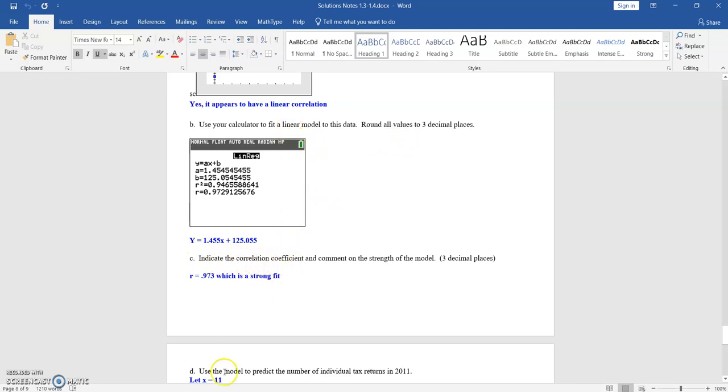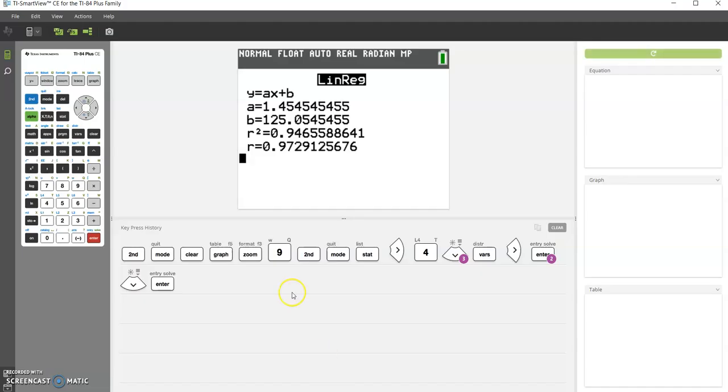Part C wants your correlation coefficient. So if I go back to my calculator, my correlation coefficient is my R value. And here I have an R value of 0.973. So that's a fairly strong model, okay? I would call that a really strong fit. So I would list that for Part C.